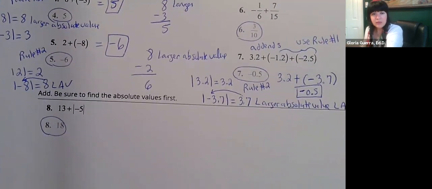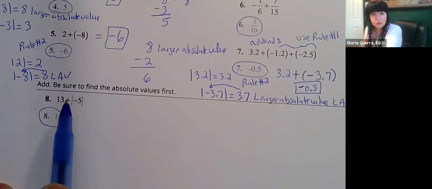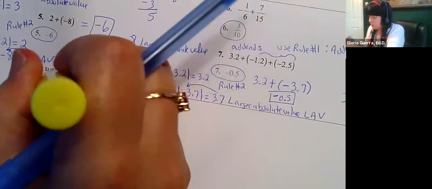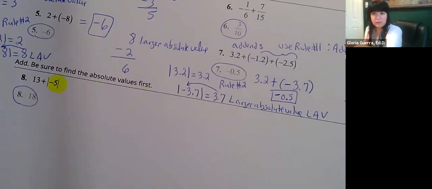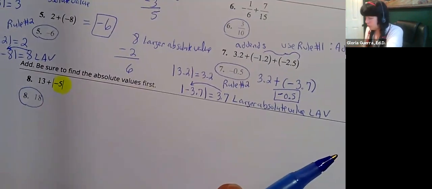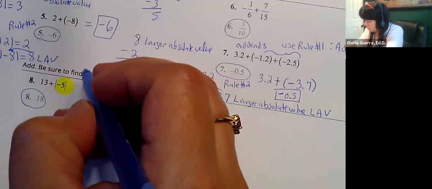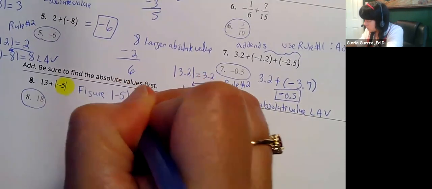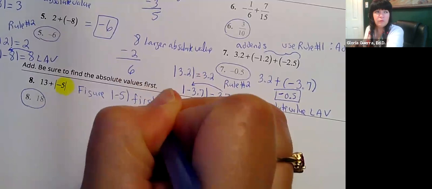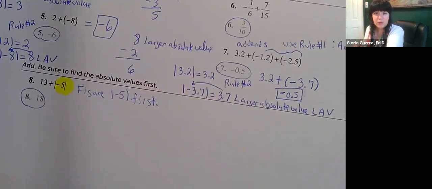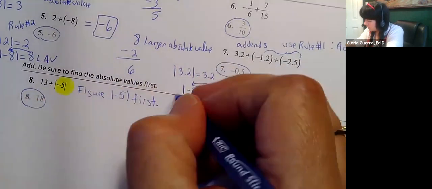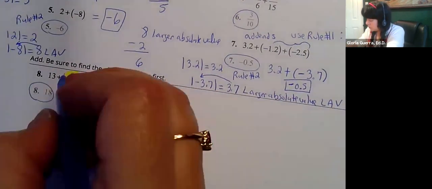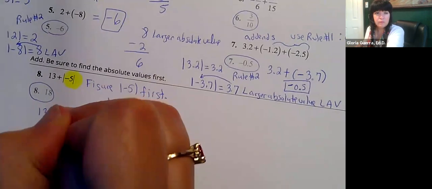And with number eight, you have to figure this first. I'm going to highlight this. See how you have an absolute value in there? We learned that a few days ago, right? That was a previous lesson in our notes. So you actually have to figure out what is the absolute value of negative five first. So the absolute value of negative five is just five, okay? So now this becomes 13 plus five.